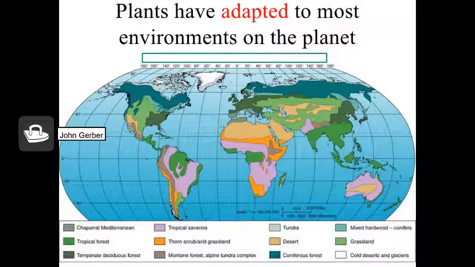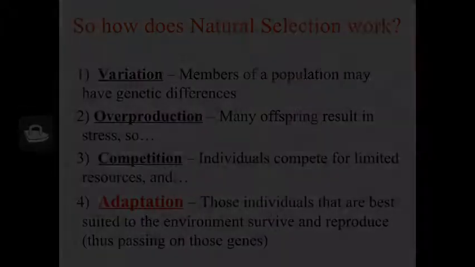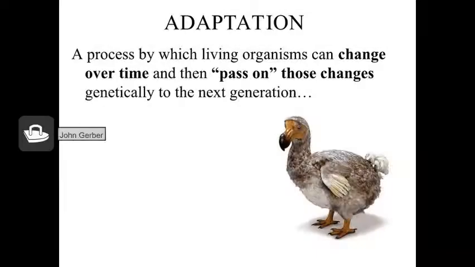In fact, plants have changed and adapted, figuring out how to survive in just about every environment or biome on the planet. Since plants can't move, or move very fast at least, they had to learn to adapt. And remember, adaptation is the fourth part of natural selection. And of course, adaptation is only effective if the genes that allowed the adaptation to be successful are passed on to the next generation.